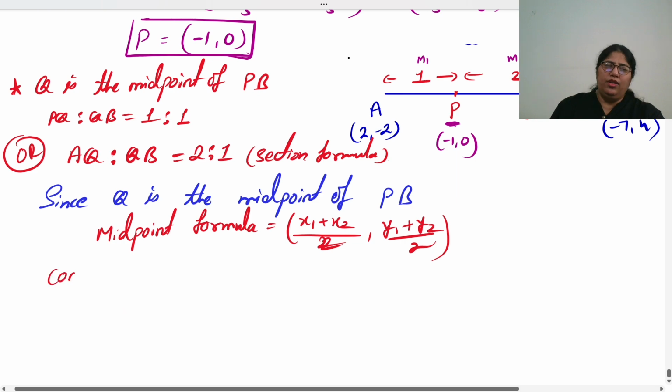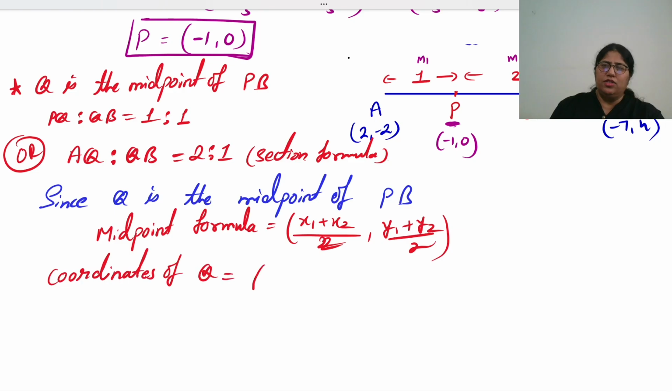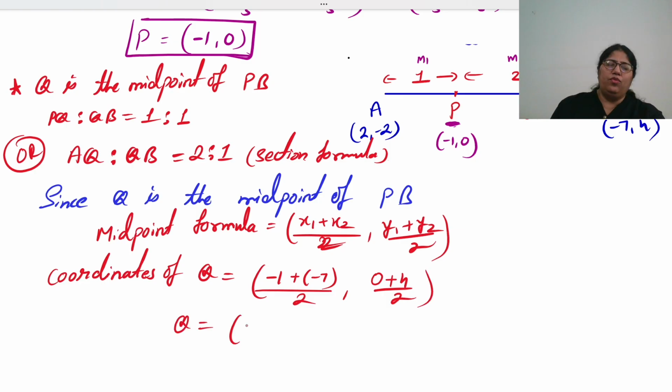So how to get the coordinates of Q? You will write down here, coordinates of Q will be equal to minus 1 plus minus 7 by 2, comma, then the y coordinate of P, 0 plus 4 by 2, right? Now what are going to be the coordinates of Q here? Minus 8 by 2, comma 4 by 2, which is nothing but minus 4 comma 2.